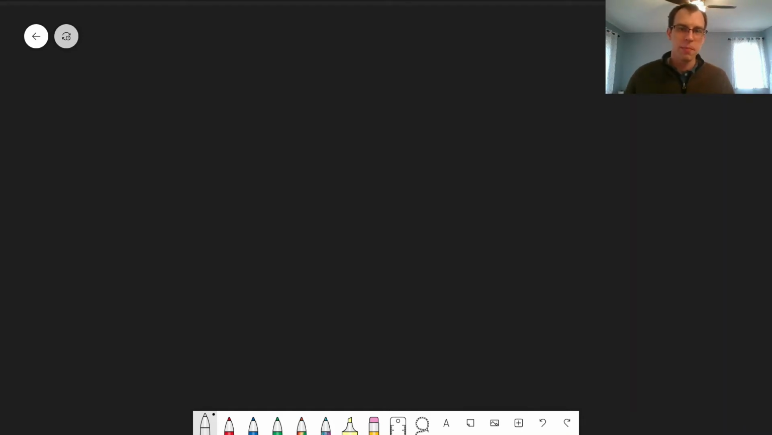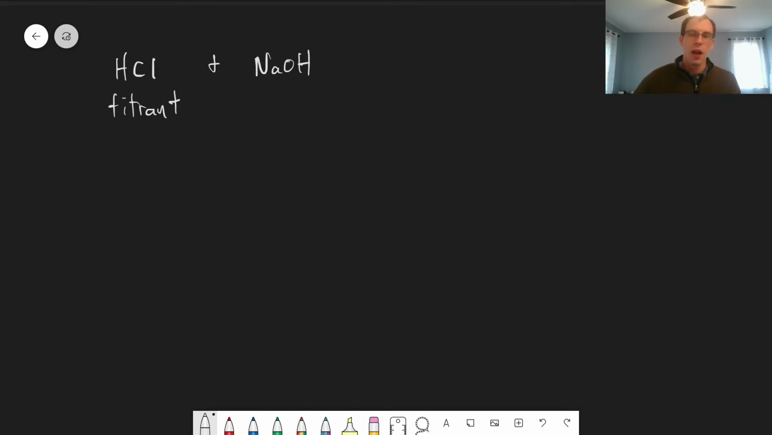Okay, the first example of an acid-base titration we're going to look at is a strong acid, strong base. So let's imagine we're going to use HCl as our titrant, and our analyte is going to be sodium hydroxide. So strong acid and strong base. And as with any titration, we want to identify what's the reaction happening here.